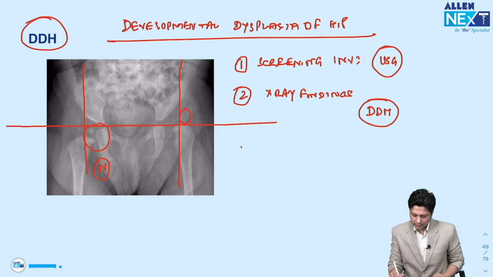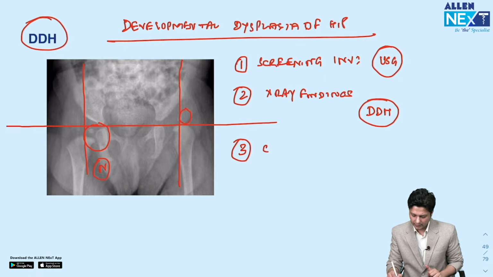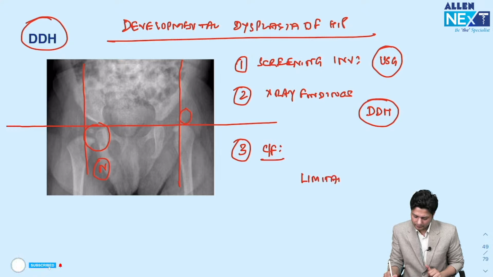All right. The third important point related to the clinical features of DDH is that there will be a limitation of abduction of the thigh.